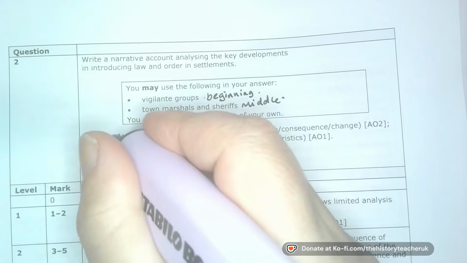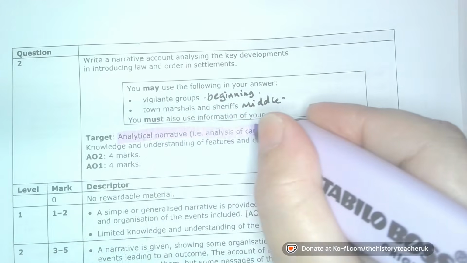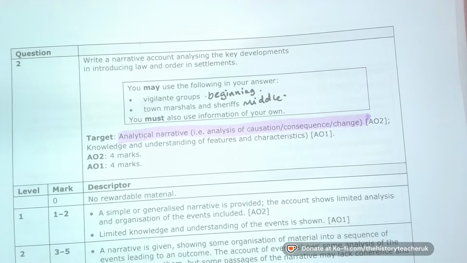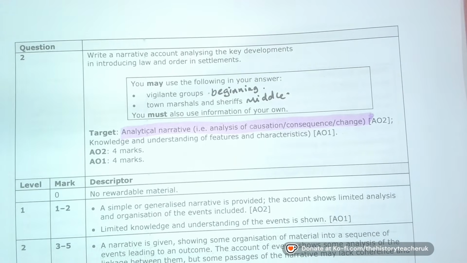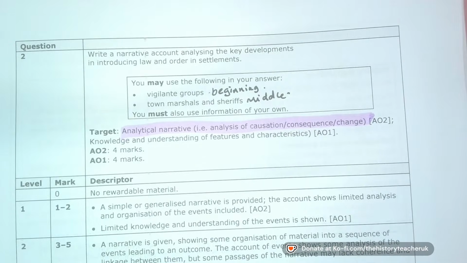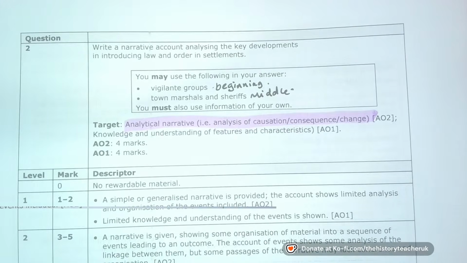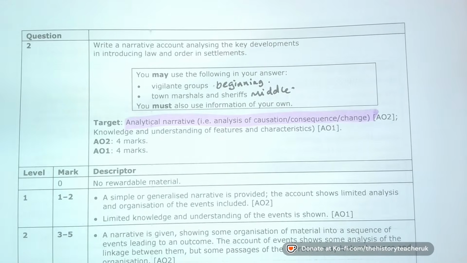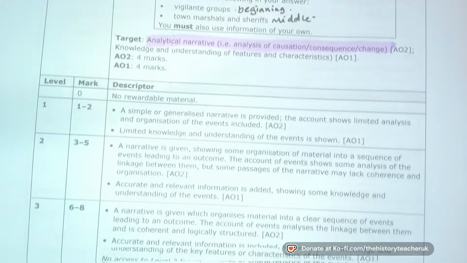In other words, it is an analysis of the causation, consequence and change. So what it's asking you to do is analytical narrative. What is that? It is saying what caused things, what were the consequences of them, and how did things change over that period. And then the other half of your marks is for your AO1, for your knowledge and understanding.